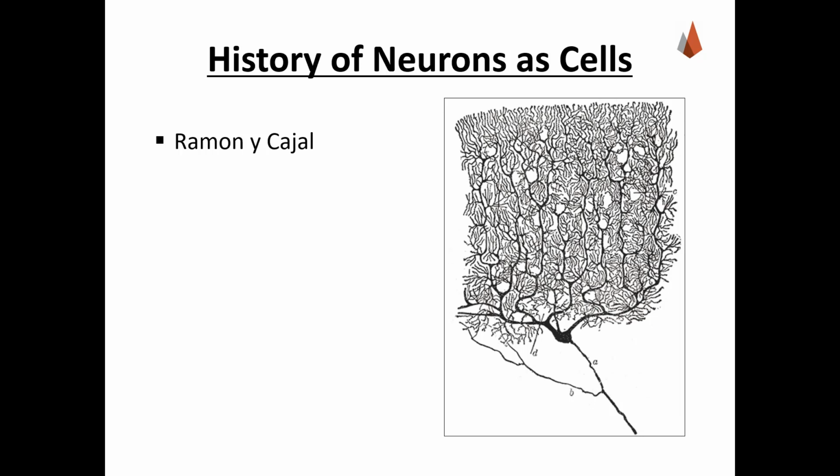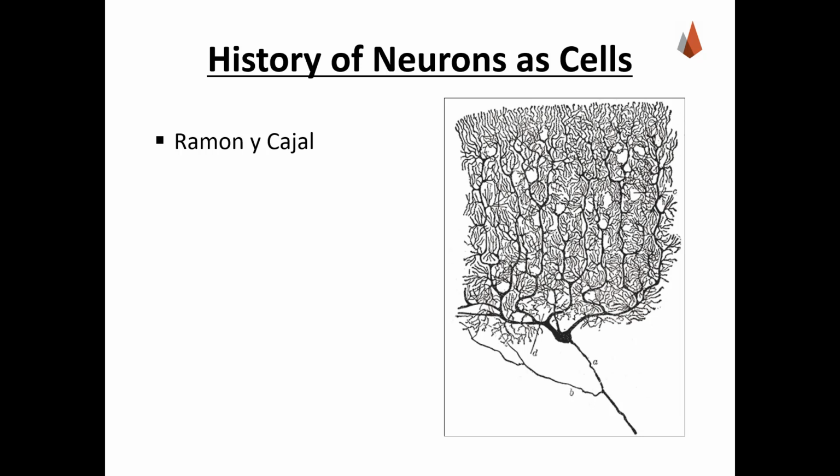And that's what we have here. This is a drawing from Ramon Cajal, where he's trying to illustrate dendrites, and that's what all this complex stuff is at the top of the picture. These are all dendrites, and so that's the incoming area for the neuron.